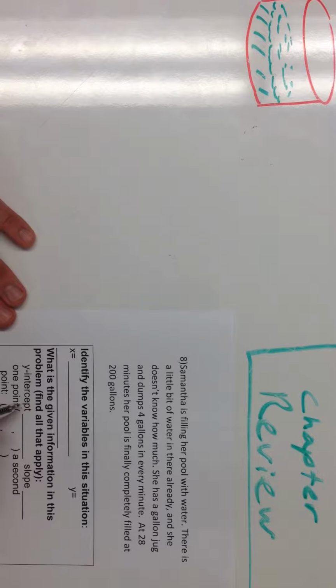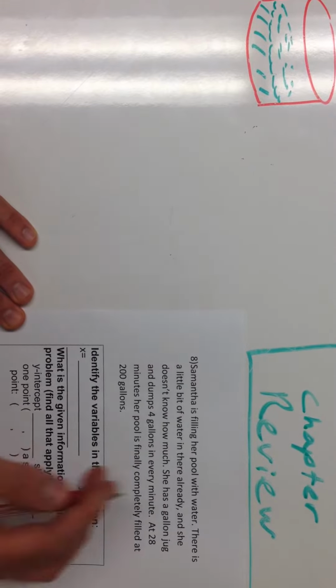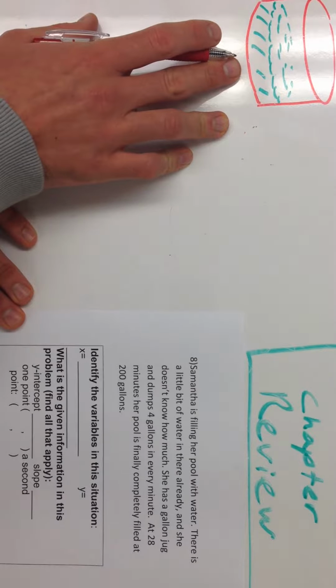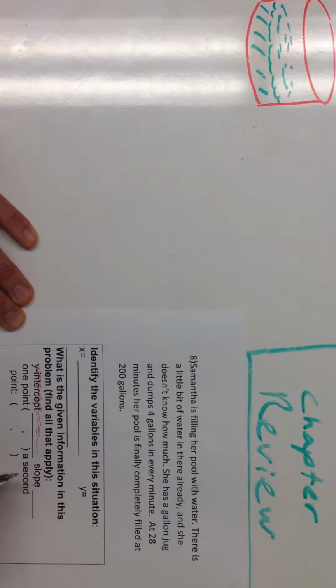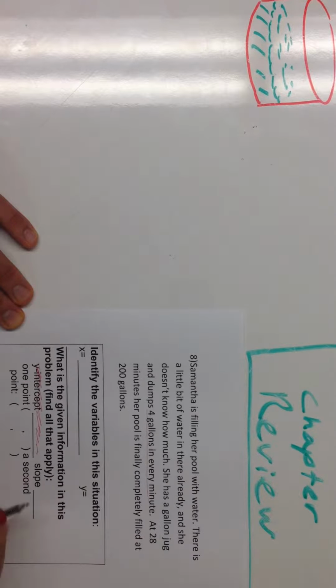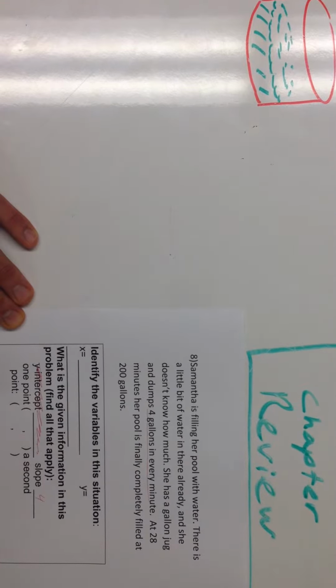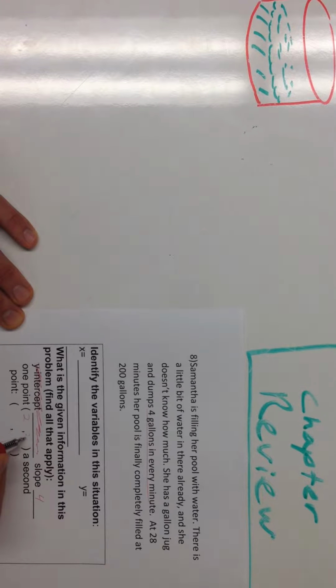So if we had a y-intercept in this problem, we would know something like the starting point, right? We don't know how much water is in this pool to begin with. So we don't have a y-intercept. All right, 0 for 1. Let's see if we have a slope. Slope would be if we knew how much she's filling up every minute. Well, she's filling up the pool 4 gallons every minute, so we know our slope is 4. We also know that at 28 minutes, her pool is filled up.